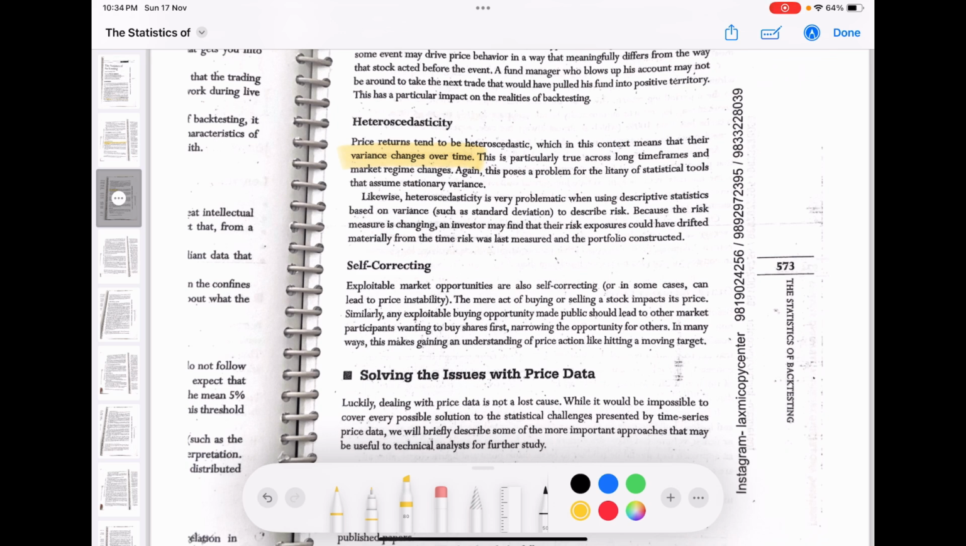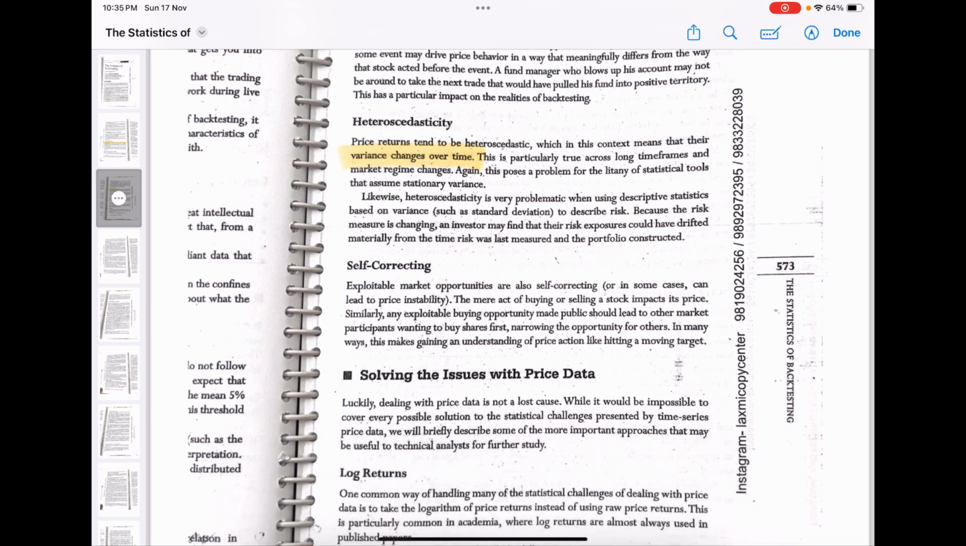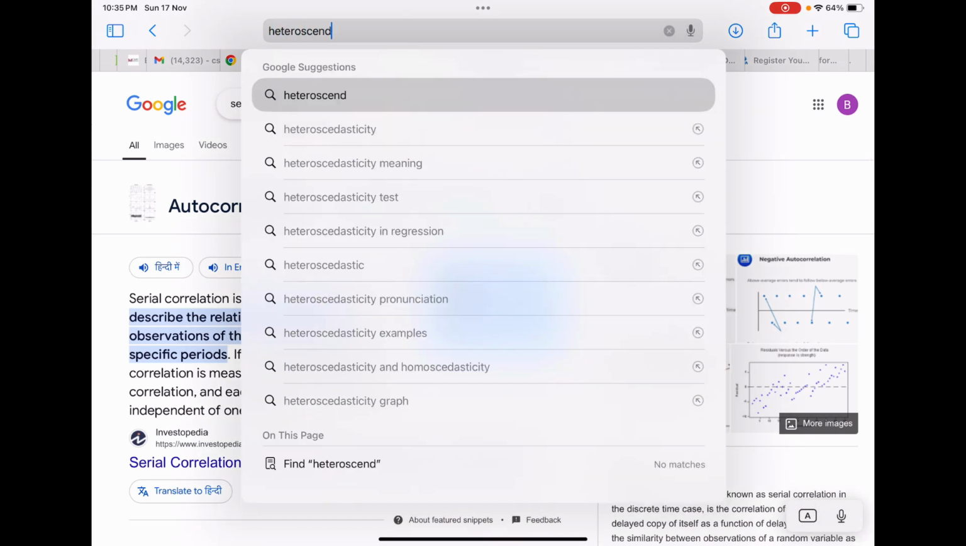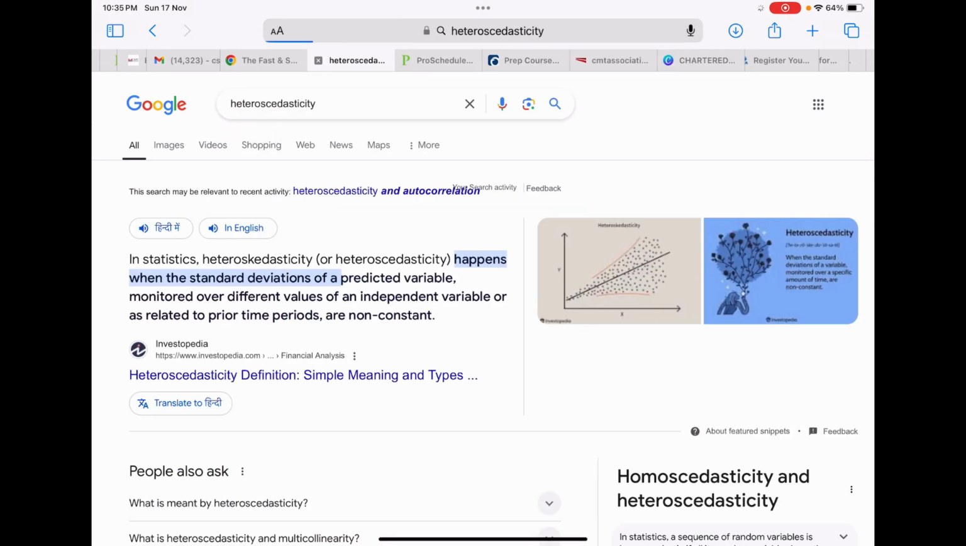Heteroscedasticity is very problematic when using descriptive statistics based on variance, such as standard deviations, to describe risk. Because the risk measure is changing, an investor may find that their risk exposures could have drifted materially from the time risk was last measured and their portfolio constructed. Again, if you want to see what Wikipedia says, heteroscedasticity happens when the standard deviations or variations of a predicted variable, monitored over different values of an independent variable, are non-constant.